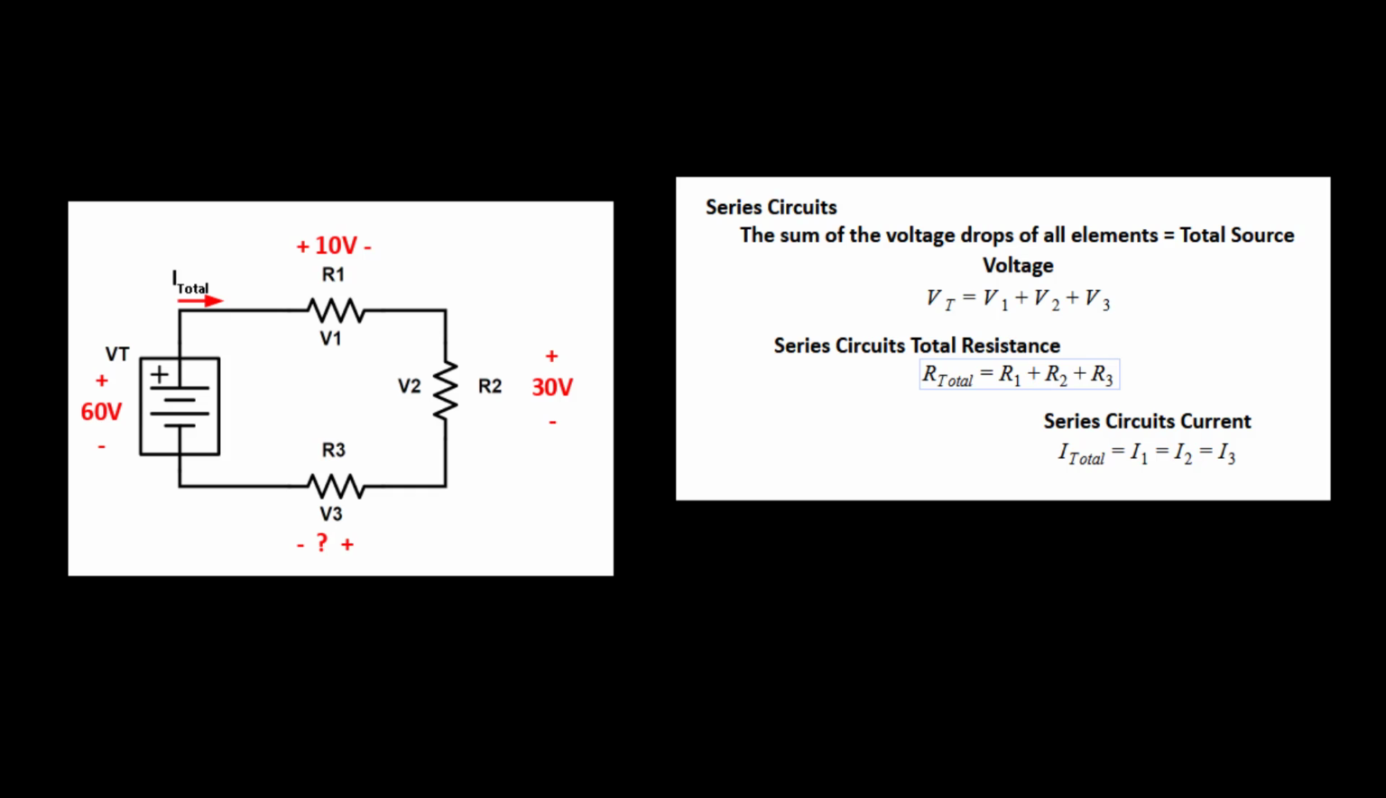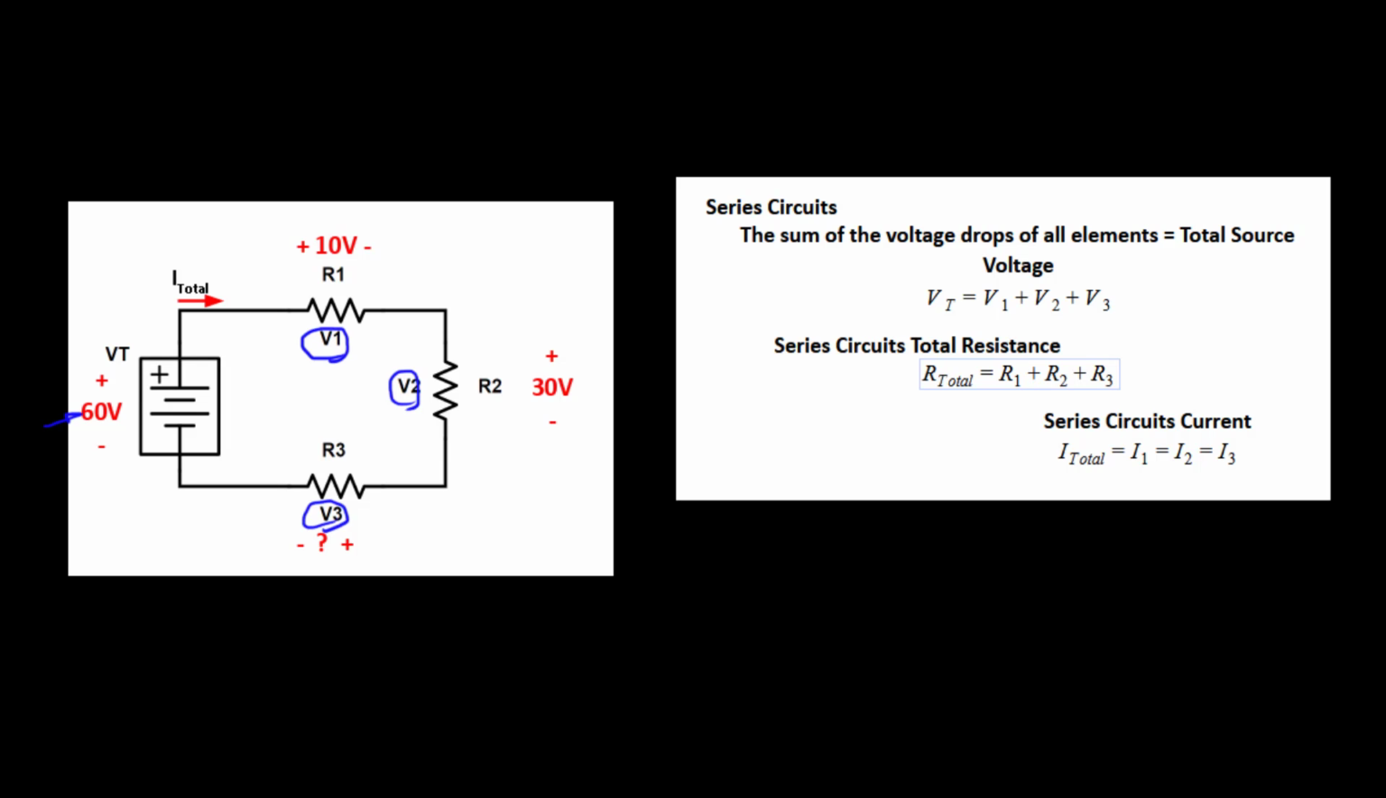Before we get going on looking at this particular circuit, let's talk about some of the rules of series circuits. The first rule basically says that the sum of the voltage drops across all of the elements within the circuit has to equal the source voltage. My source voltage in this circuit is 60 volts right here. This says that if I add V1 plus V2 plus V3, that has to equal 60 volts.